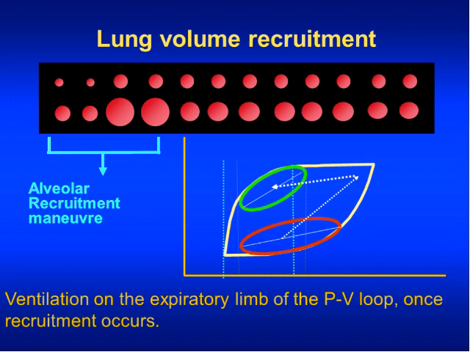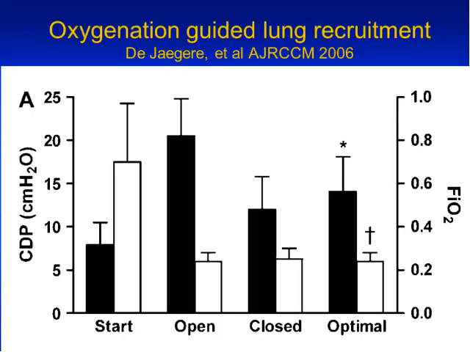We slide down the expiratory limb of that pressure-volume relationship, and we try to find that happy spot on the expiratory limb and ventilate in that green zone of optimally aerated lung with a relatively low tidal volume, relatively low mean airway pressure, and good ventilation perfusion matching.